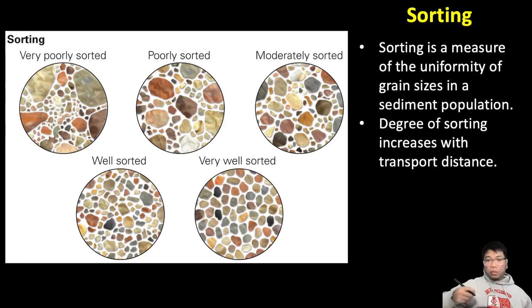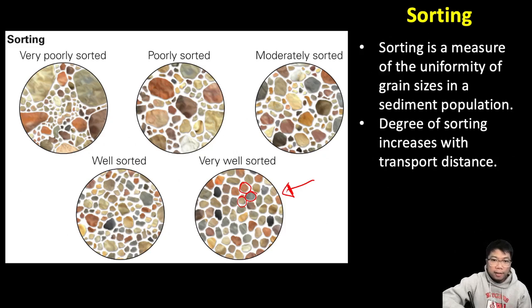Sorting is also an important texture of sedimentary rocks. Sorting is just how uniform the grain sizes are within sedimentary rocks. For example, here I have a well sorted sedimentary rock. As you can see, these little grains are pretty uniform in size, and the shape is also pretty uniform.